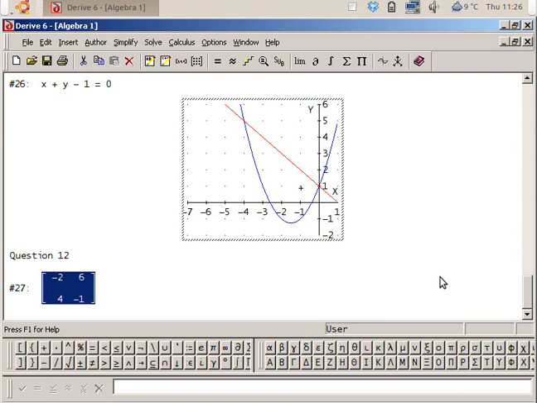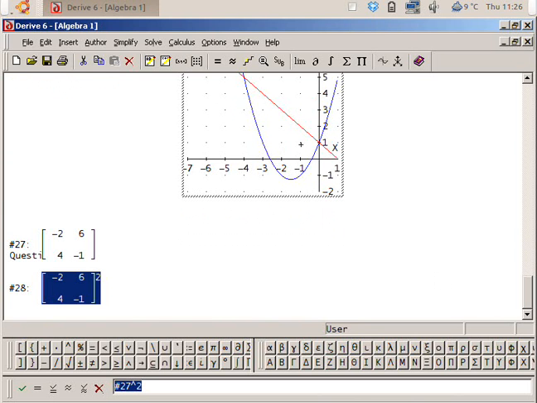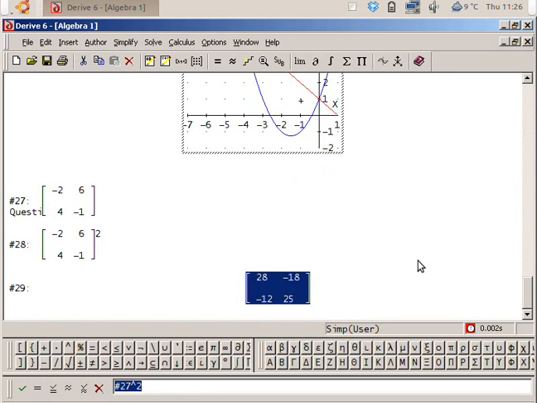Now, the question says square it. So this would actually be line 27 power 2. Which equals, there's the answer. Yep. Okay.